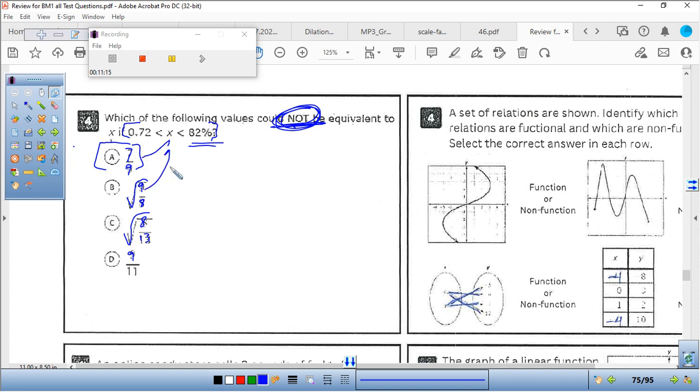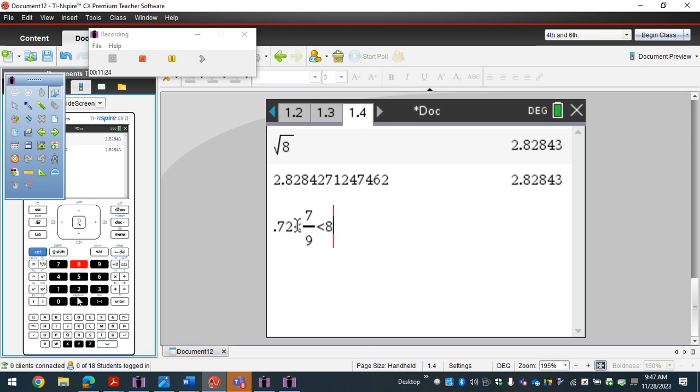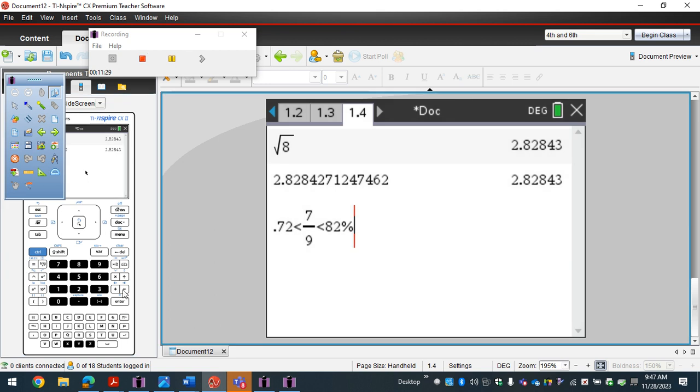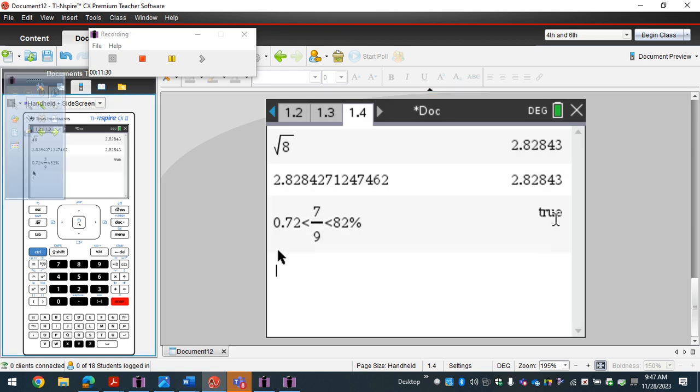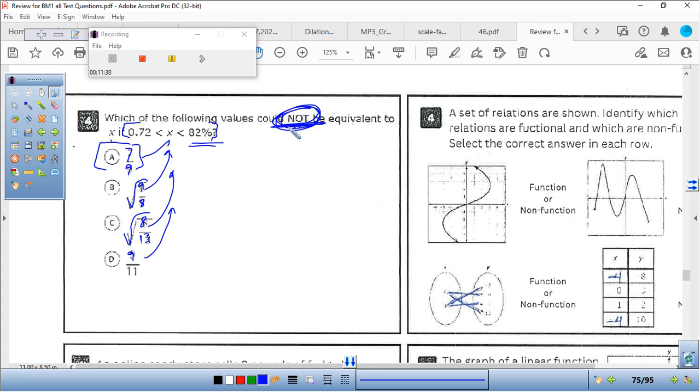So I'm just basically plugging these numbers in here. Plugging this number in here. Plugging this number in here. I'm going to go through it, plug it in like that. So 82% is my final thing I have to enter. 82 and then percent. And then there it is. What does it say? True. And again, we're looking for the one that is not. Okay? So I'm going to say that one's not my answer.